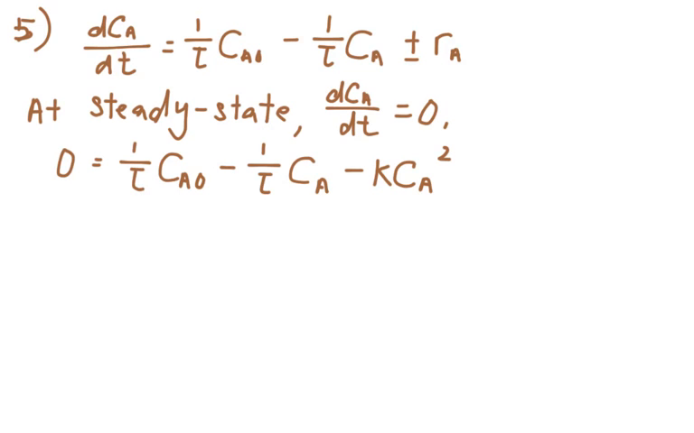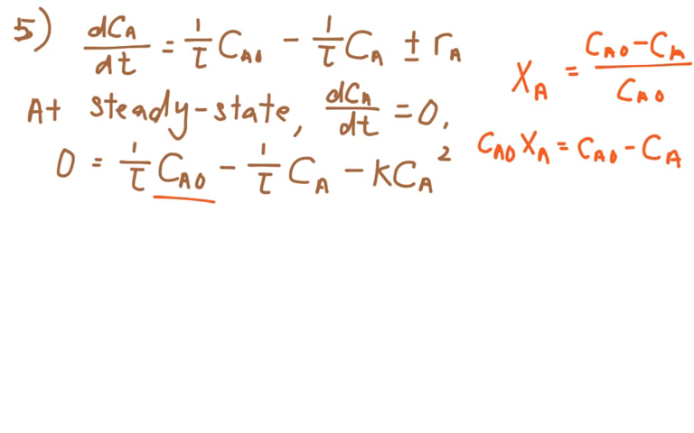Now with that, you can convert your CA0 to another formula so that you do not have to separately derive it. It was given that XA is equal to (CA0 minus CA) over CA0. If I want to make CA0 my subject, I will get the following equation: CA0 XA is equal to CA0 minus CA.